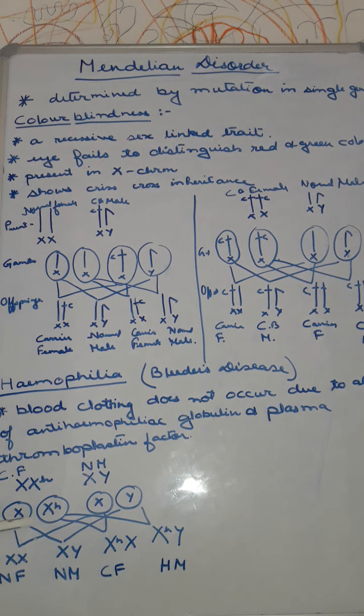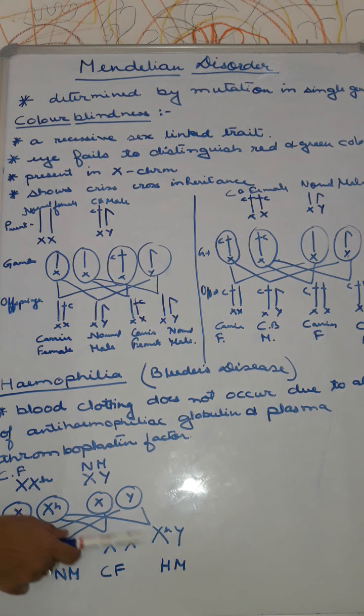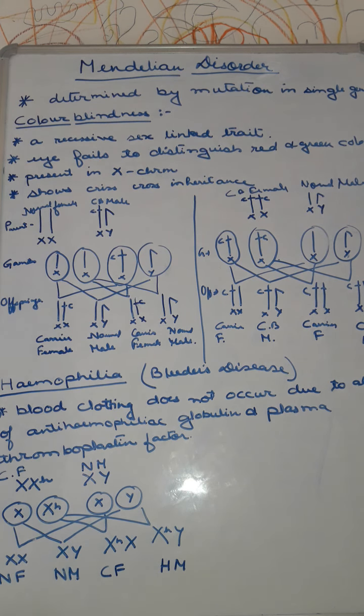So here two gametes are obtained, normal X and one hemophilic X. X and Y is obtained. When we cross them as per the Mendelian principle, okay, then what happened? We will find a normal female, a normal male, a carrier female, and a hemophilic male. That means the ratio of occurrence of a normal man and hemophilic man is 1:1. 50% will be normal, 50% will be hemophilic. Similarly, females also 50% will be normal and 50% will be carrier.